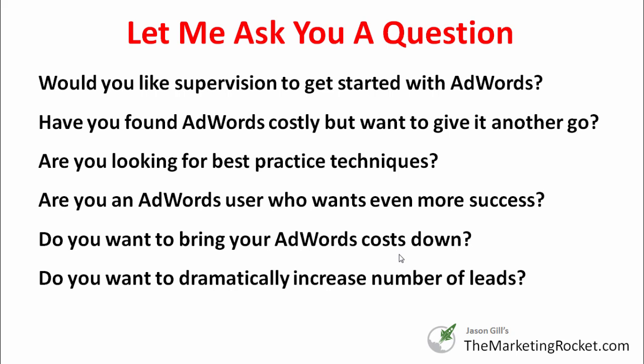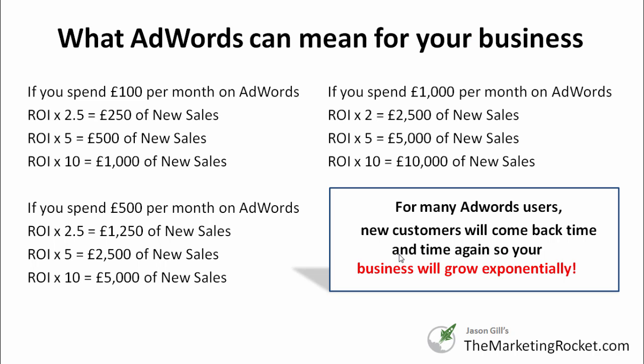So let me ask. What would it mean to your business if, for example, you were spending, say, £500 a month, and you could get 2.5 times the return on the investment that you were making? Well, that would generate, what was it, £1,250 worth of new sales every month for your business. Or if you're spending £500 a month and you were getting a return on investment of, say, 5 times, you would generate £2,500 in new sales every month for your business. And that's not unusual. That's not unusual if you're setting up correctly.